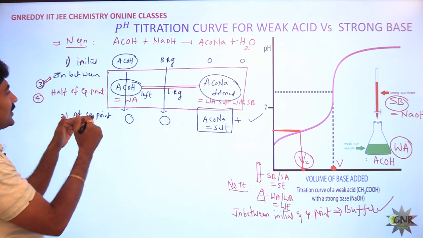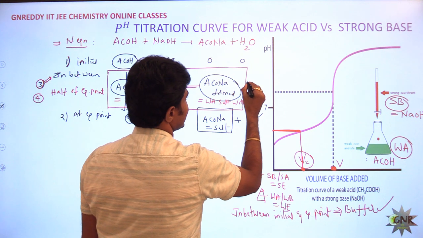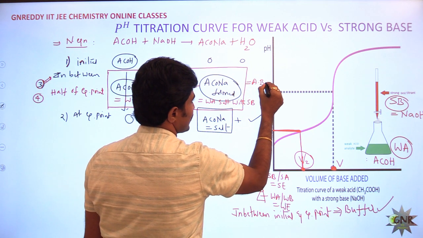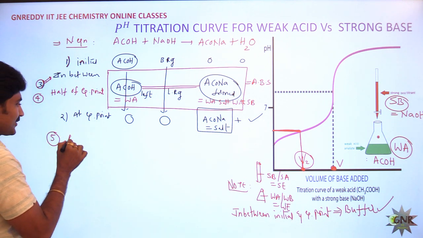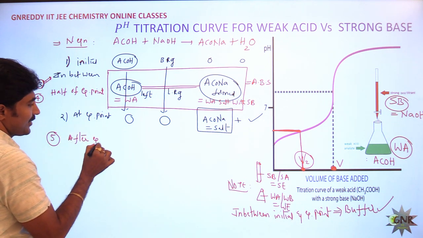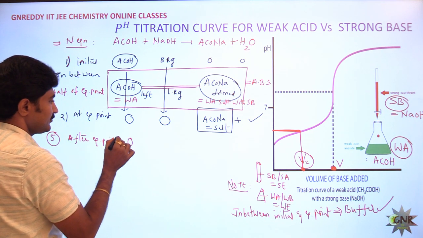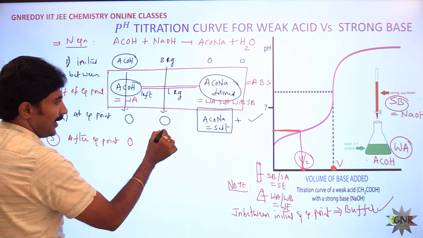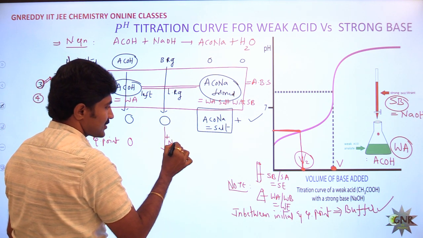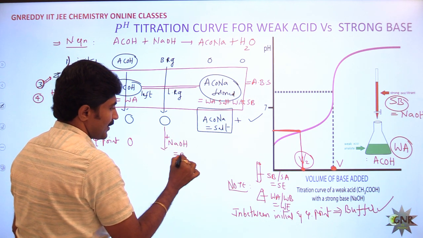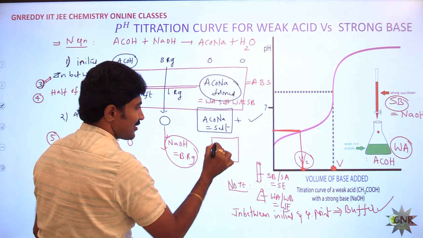Anyway, in between initial and equivalence point, the total solution acts as an acidic buffer solution. This is an acidic buffer solution. And then after the equivalence point, what happened here? Anyway, it is 0. After the equivalence point, it is 0, and we are adding slowly. So we are adding the sodium hydroxide burette reagent, and apart from this, the sodium acetate salt is also already there.